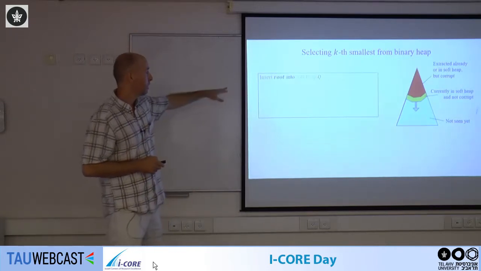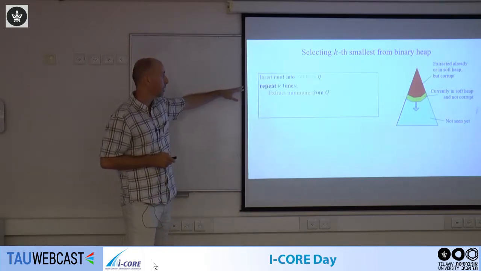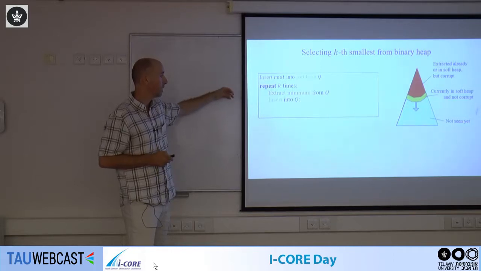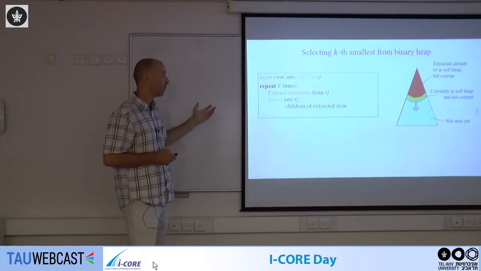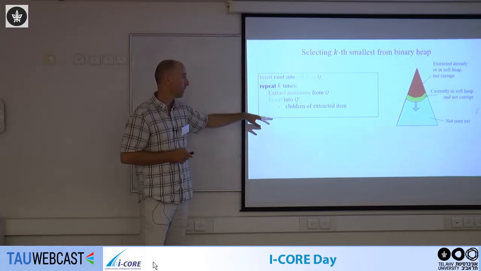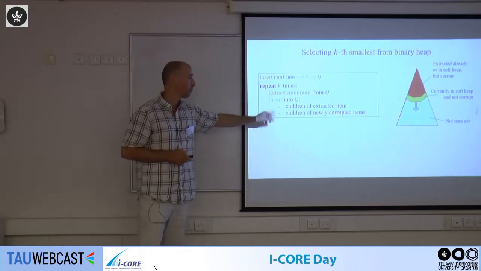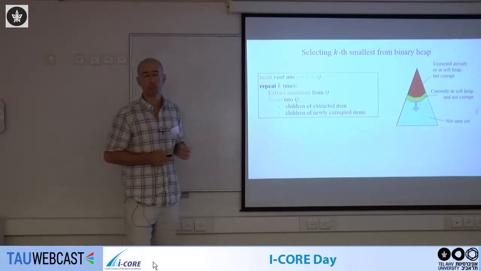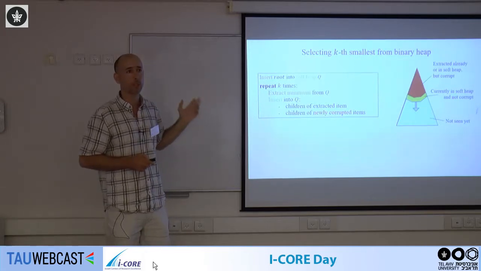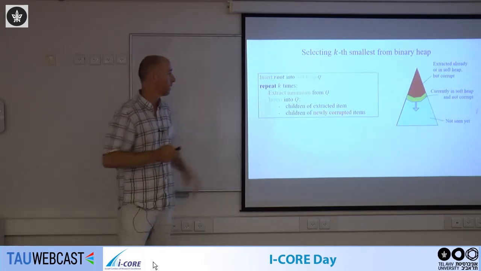So the algorithm changes: you insert the root into a soft heap, and k times extract the minimum, and then you insert back into the soft heap the children of the extracted item, and also the children of the newly corrupted item. So the soft heap tells you which keys have been corrupted, and you expand those also.